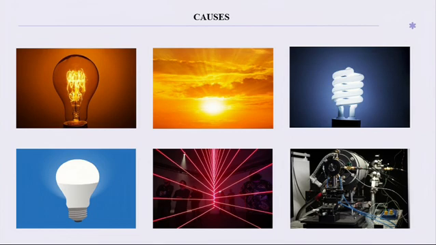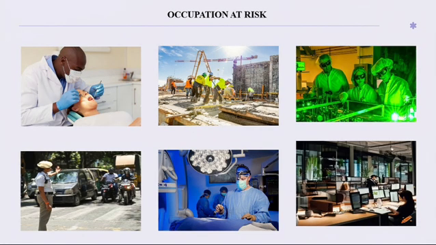Blackbody radiator. It is an object that absorbs and re-emits all radiation that falls on it. It works according to the principle of Planck's law, which states that the higher the temperature of a body, the more radiation it emits at every wavelength. Occupations at risk. Occupations that can be at risk are construction workers, medical professionals like surgeons and dentists, photographers, scientists, welders, employees working with computers, traffic police, farmers, manufacturing workers, and healthcare workers.